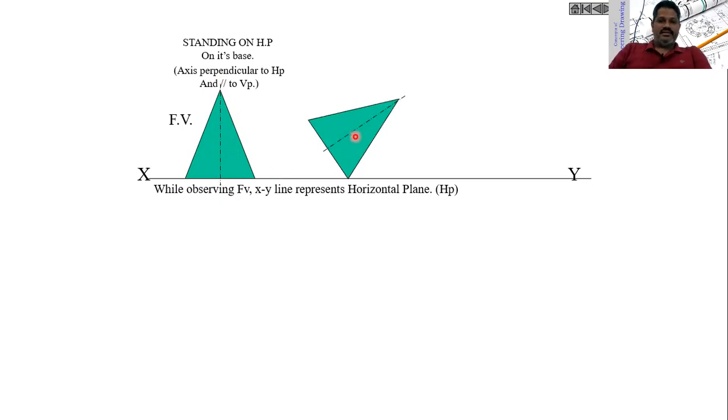I'm placing a cone in such a way that the axis is making some angle with HP and the axis is parallel to VP. The front view of the cone looks like this. As you can see here, the axis is making some angle with the horizontal plane, that is XY, and the axis of this cone is parallel to VP. When we see this object from the front, it looks like a triangle, and its axis is making some angle as well as being parallel to VP.